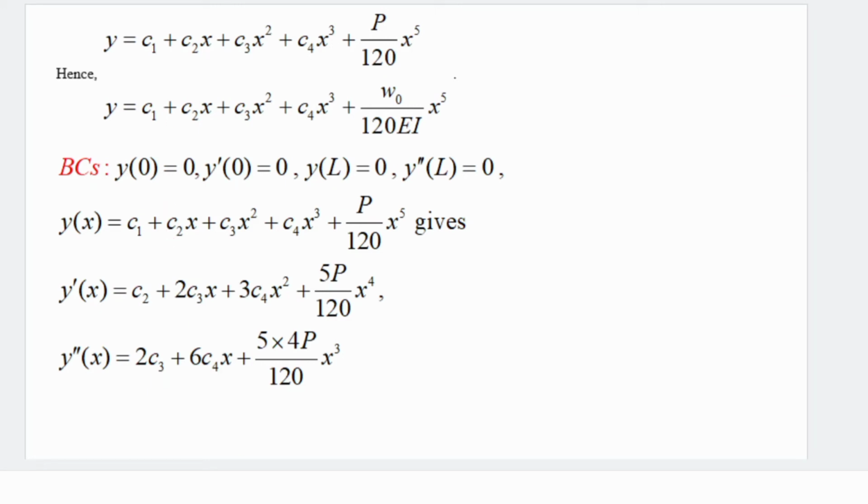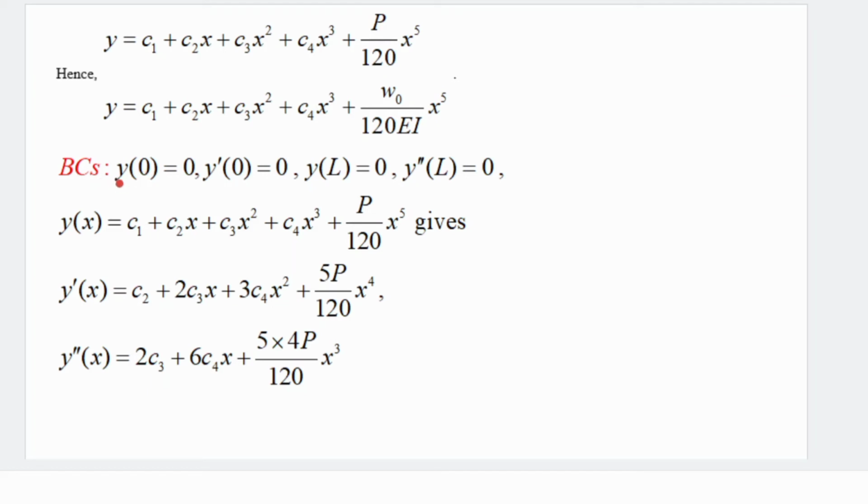Similarly, to apply the second boundary condition, we find y prime x from here, because y equals C1 plus C2x plus C3x squared plus C4x cubed plus P by 120 x to the power 5. We find the first order derivative here, y prime x. Similarly, to apply y double prime L equals 0, we need the second derivative, so we find the second derivative here. Now we use all these equations to get C1, C2, C3, C4.